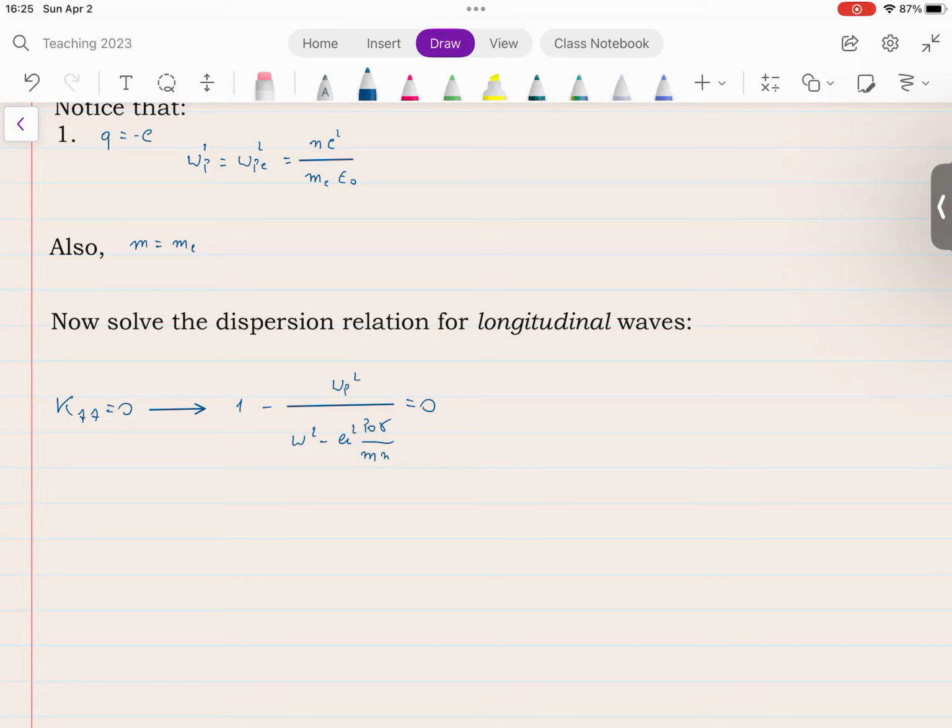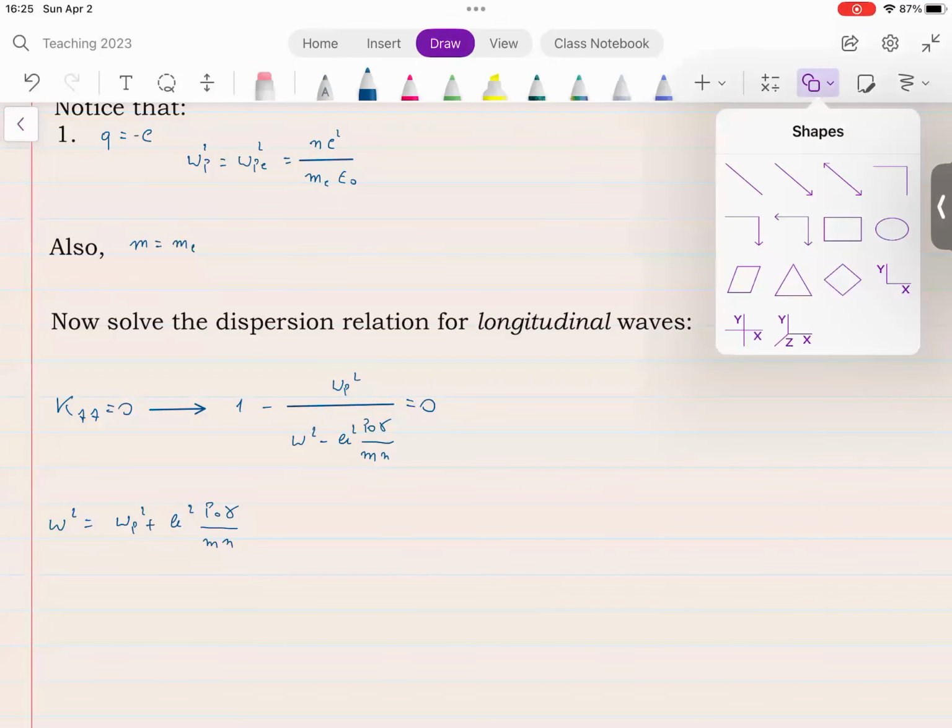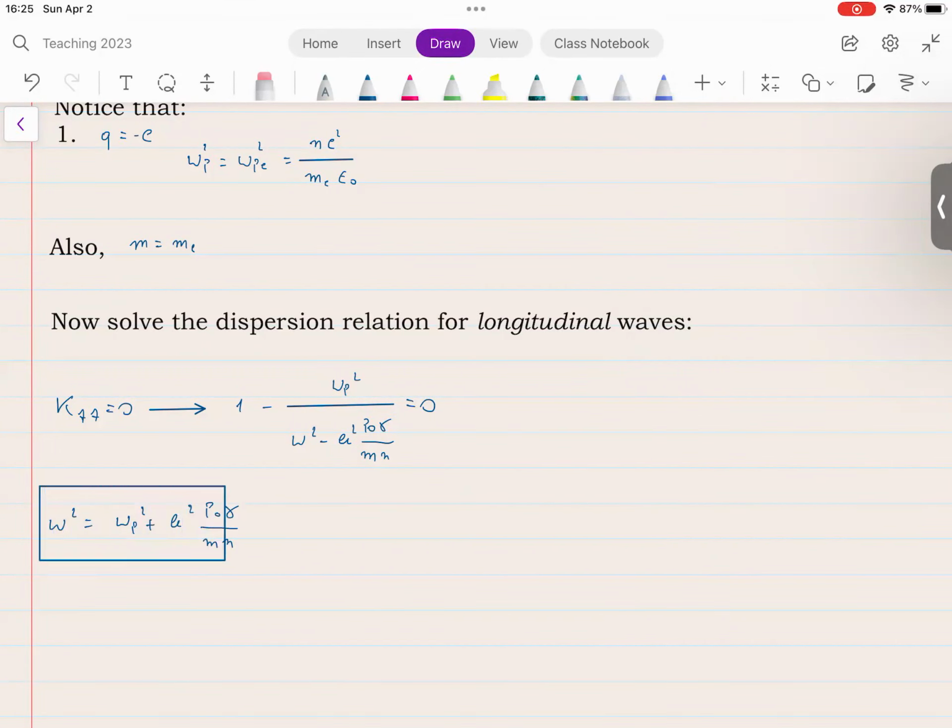Multiplying over, I obtain that omega square is going to be equal to omega plasma square plus K square P0 gamma over M times n. And that's my dispersion relation. That is, I find waves that are not just plasma waves and not simply oscillations with the plasma frequency. There's going to be something more that actually depends on the wave number, the second term here.